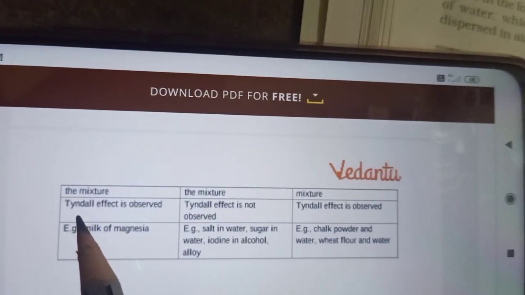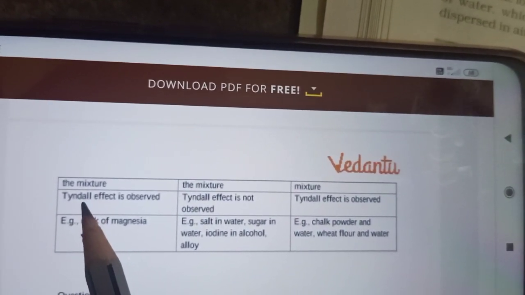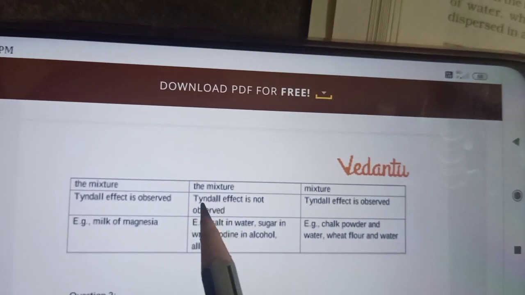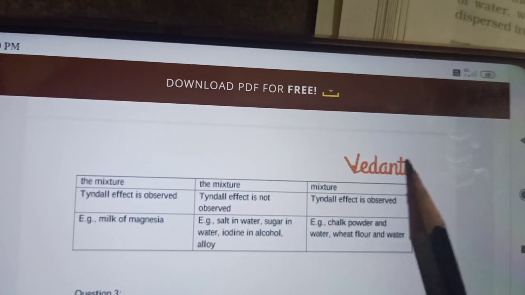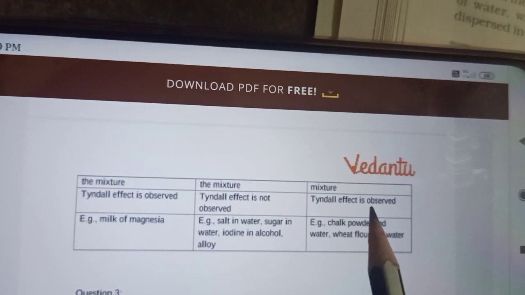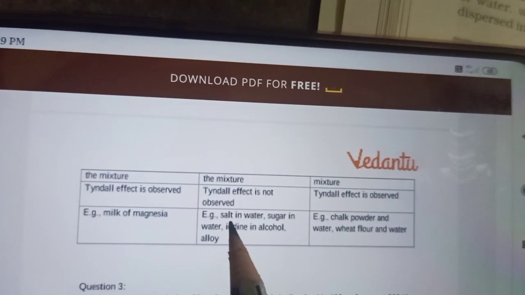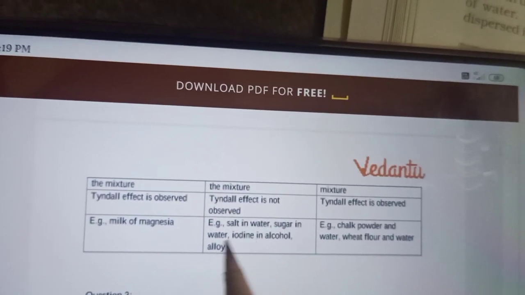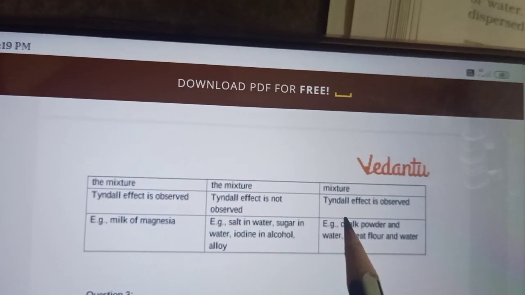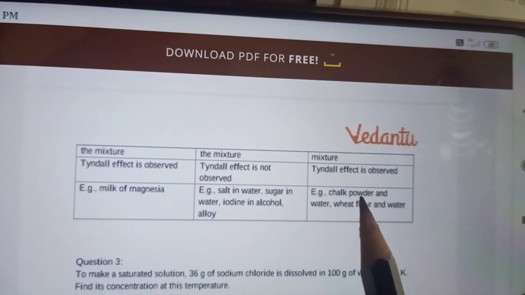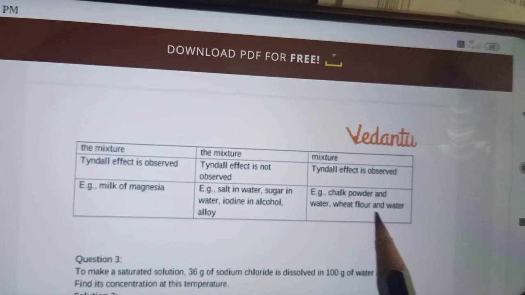In a solution, the Tyndall effect is not observed, and in a suspension, the Tyndall effect is observed. Example, milk of magnesia. Examples of solution: salt in water, sugar in water, iodine in alcohol, alloys. Examples of suspension: chalk powder and wheat flour in water.